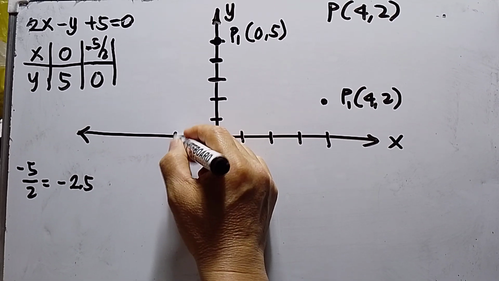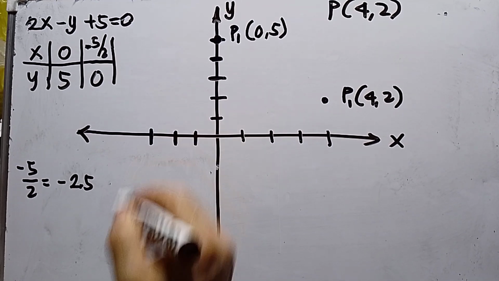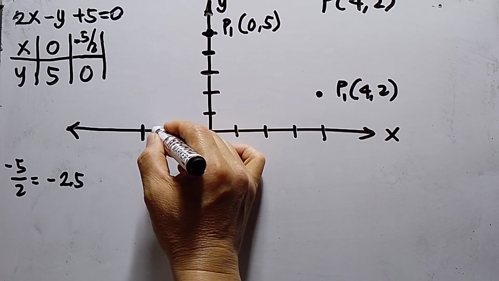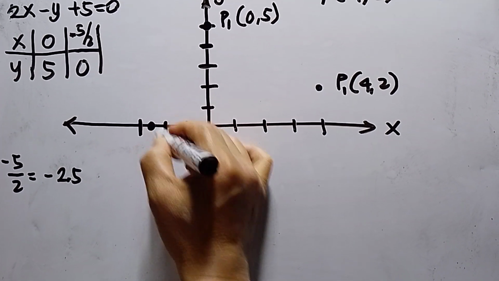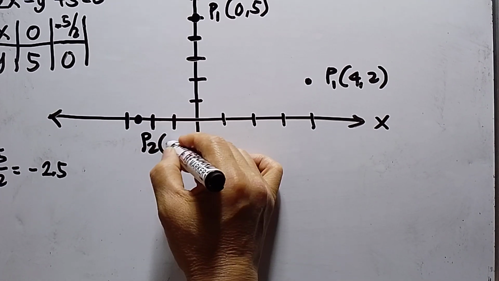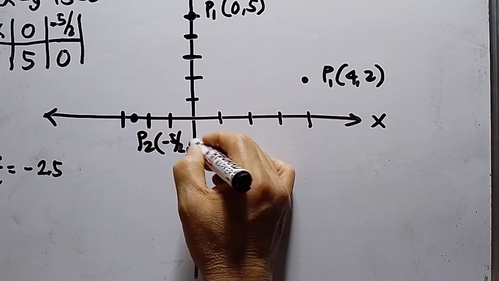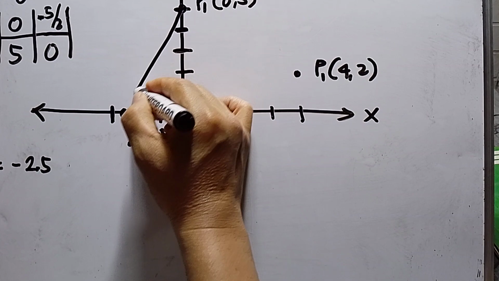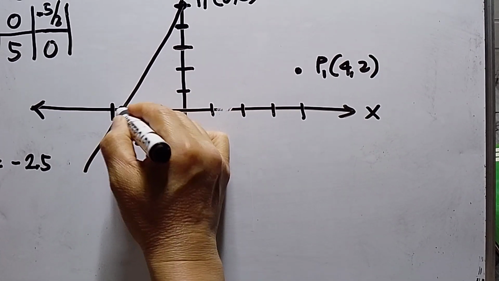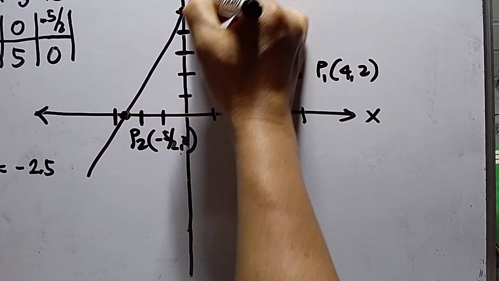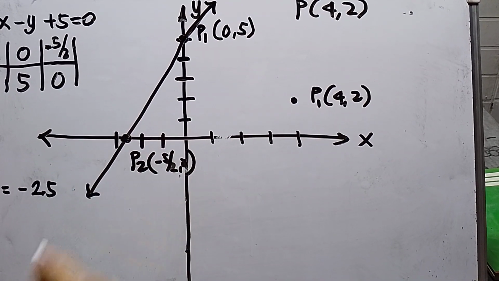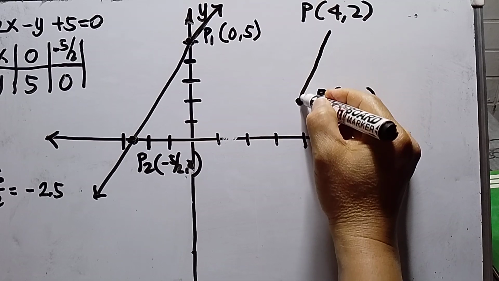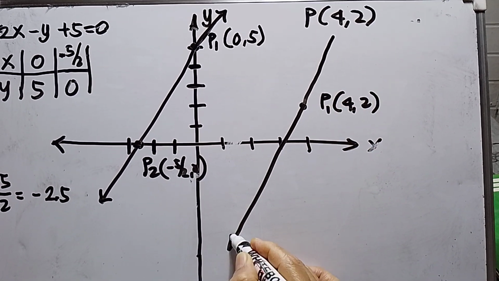So negative 2.5 is located between negative 2 and negative 3. So in here. This is point 2, at negative 5 over 2 and then 0. And then I need to connect these to make a line. Then this one also, since this is parallel, the position is also parallel.